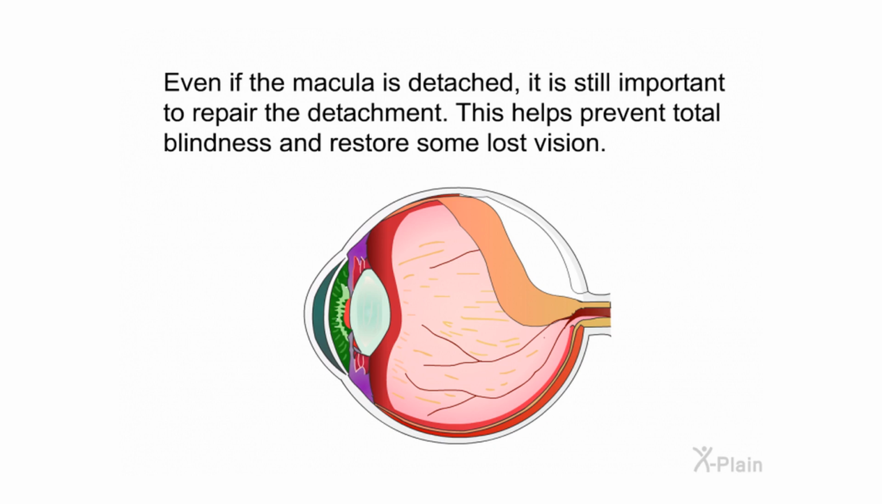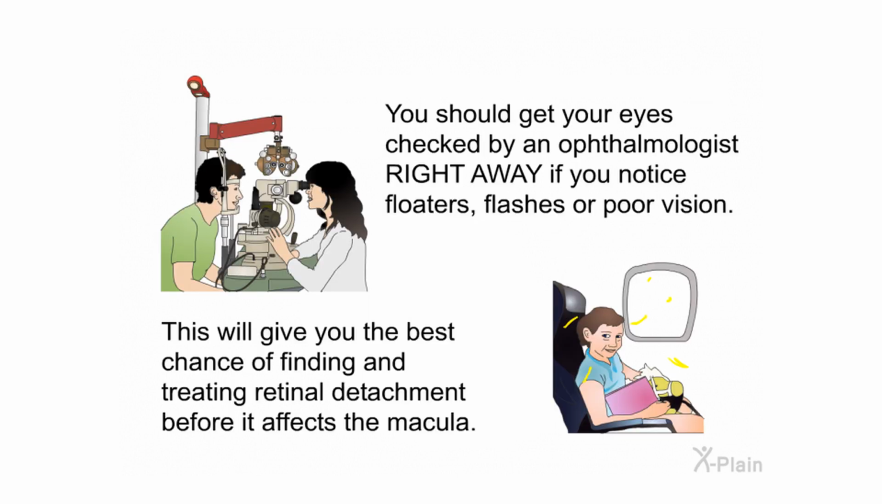Even if the macula is detached, it is still important to repair the detachment. This helps prevent total blindness and restore some lost vision. You should get your eyes checked by an ophthalmologist right away if you notice floaters, flashes, or poor vision. This will give you the best chance of finding and treating retinal detachment before it affects the macula.